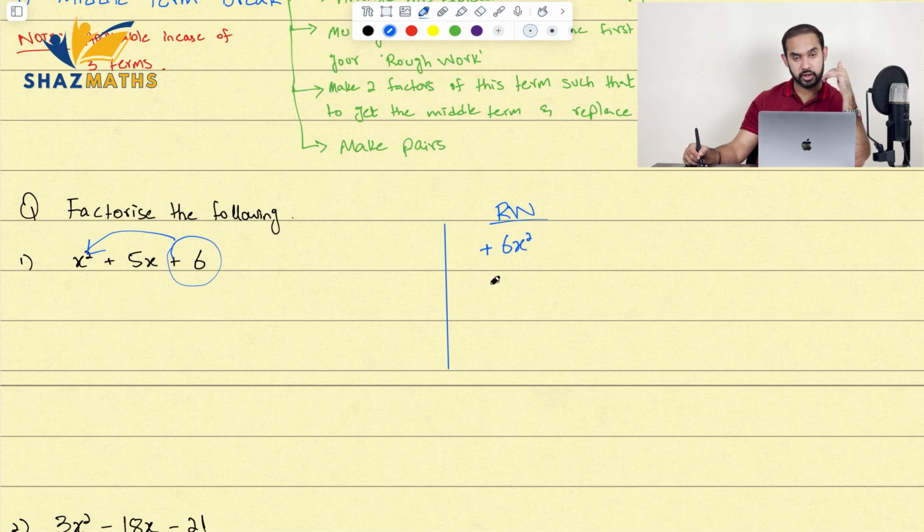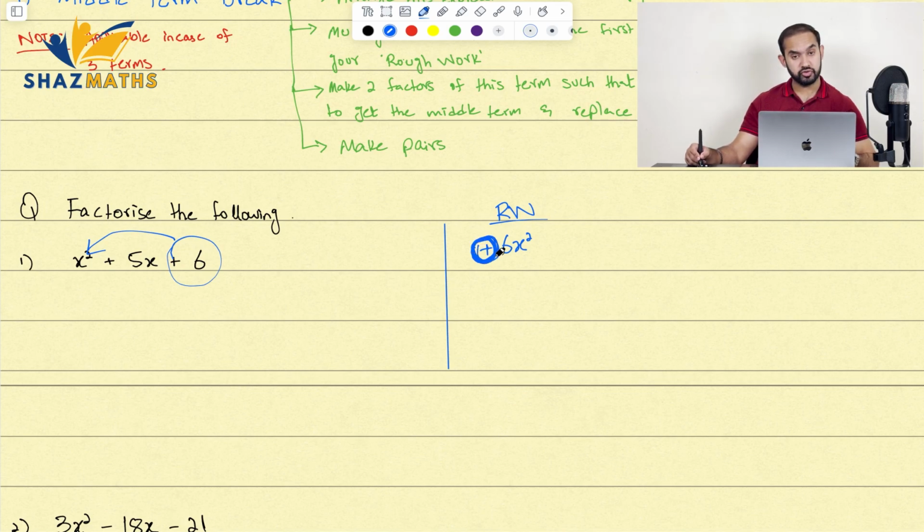Okay, now the next step was you will think about the factors of this term obtained, such that you add or subtract those two factors in order to get the middle term. Now, please pay attention. How would you know that you need to add those factors or you need to subtract those factors? This sign over here will basically tell us if we need to add the factors or subtract the factors.